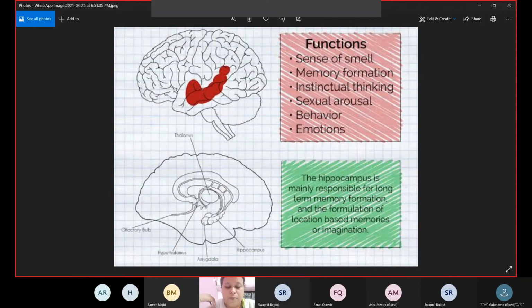He could not form new memories, and from the day of his surgery till two to three years back, he could not even remember anything. So he had retrograde amnesia, but the anterograde was more severe.